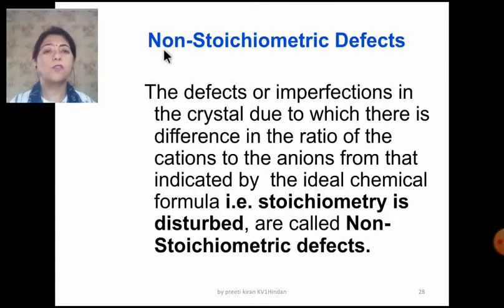Now let's focus on the non-stoichiometric defects. The defects or the imperfections in the crystal due to which there is a difference in the ratio of the cations to the anions from that indicated by the ideal chemical formula. That is, the stoichiometry is now disturbed. Then such defects are called the non-stoichiometric defects.